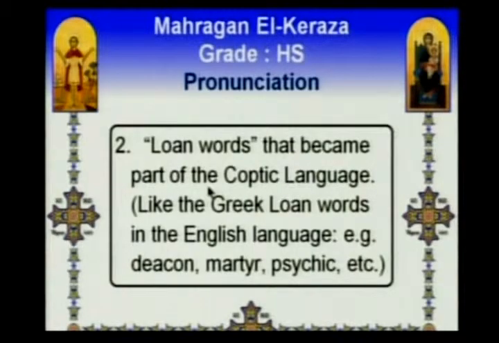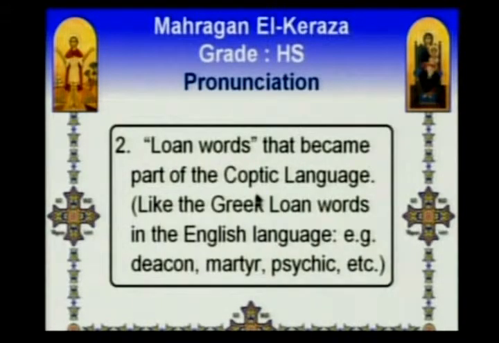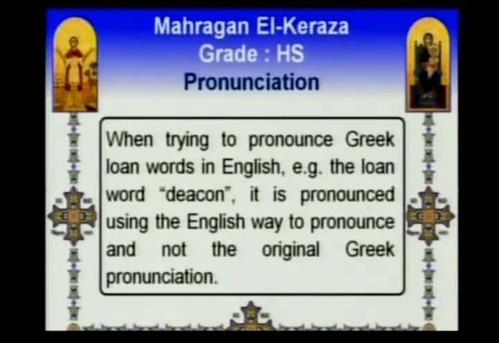The other kind are the loan words that all languages took from the Greek language, certain words like the word deacon, the word martyr, the word apostle. They are taken in all languages, including the Coptic, and these we call loan words, that they became part of the Coptic language. So these loan words, I want to discuss the way we pronounce these loan words.